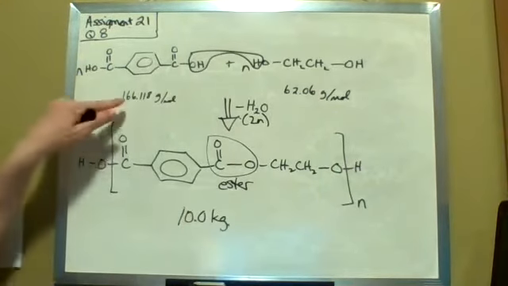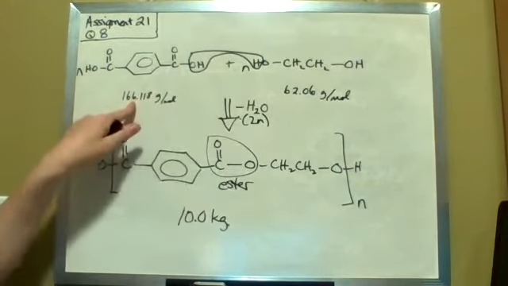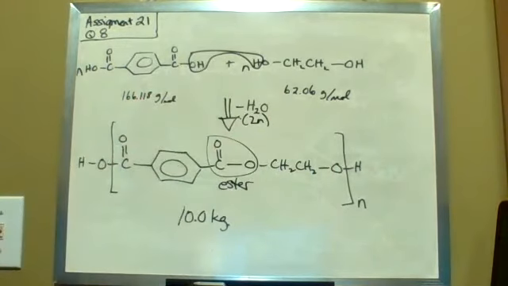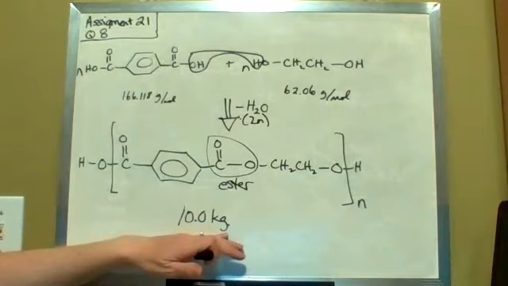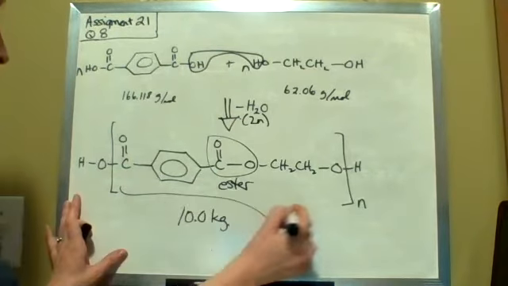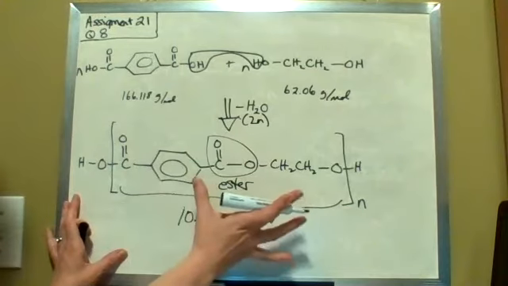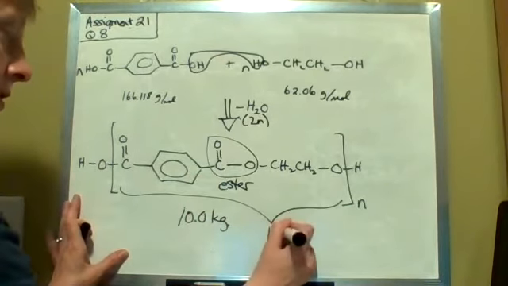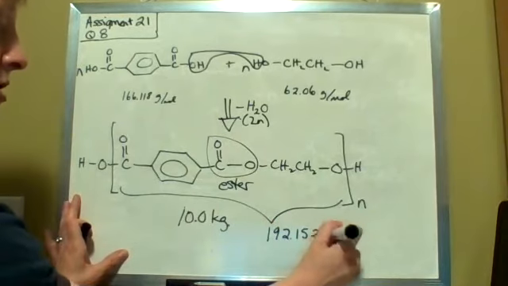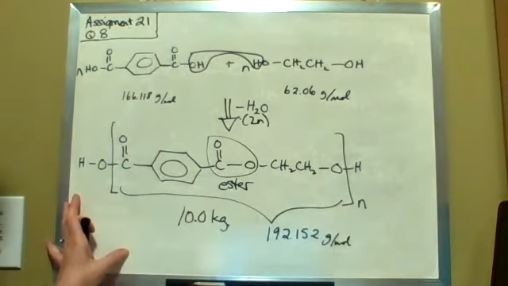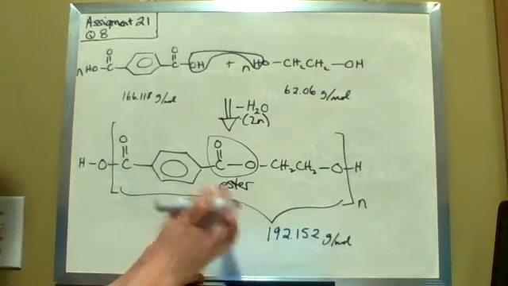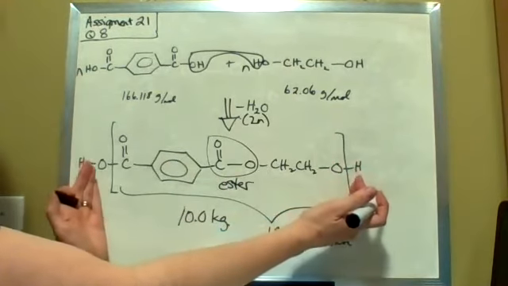Now the rest of the question wants to know how we get 10 kilograms of this guy here. So I've written down the molecular weights of these starting ones. You have to figure those out. Okay, so 166 and 62. If this is 10 kilograms, you need to know how many moles this is, and you're only focused on this repeat unit. So only figure out the molecular weight of this guy right here. And when you do that, you should have a molecular weight of 192.152 grams per mole.